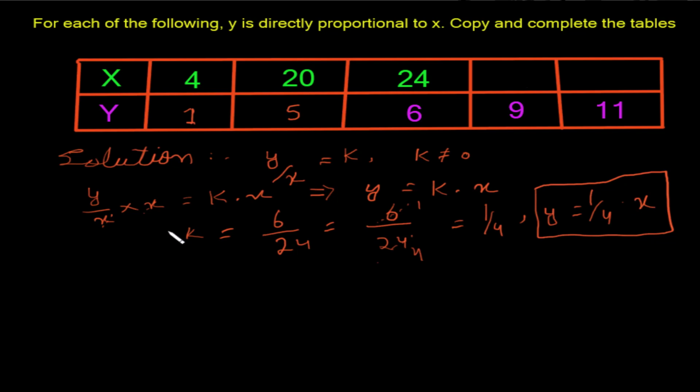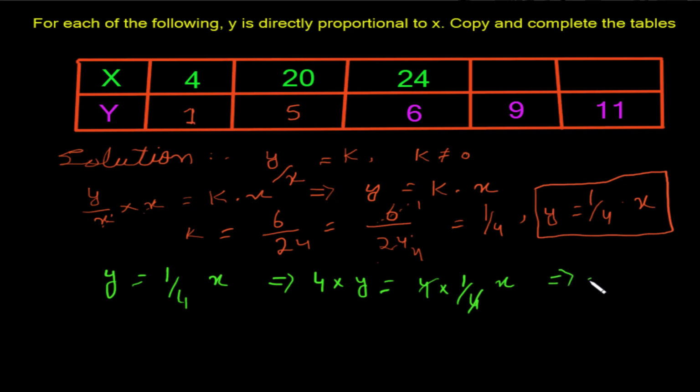To do so, I will take this equation, that is y is equal to 1 by 4 times x, or I can also write it by multiplying 4 on this side and also on this side. So 4 into y and also 4 into 1 by 4 x. So this 4 will cancel with this one. So I will write this x is equal to 4 times y.